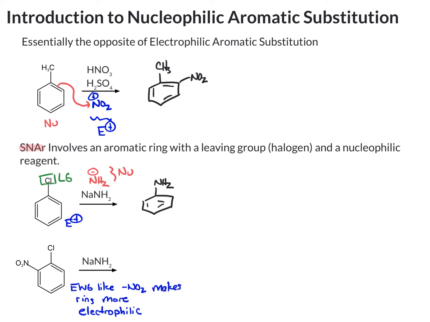So again, we're seeing the opposite trend of electrophilic aromatic substitution. With EAS, electron donating groups increase the rate. With SNAr, electron withdrawing groups increase the rate.